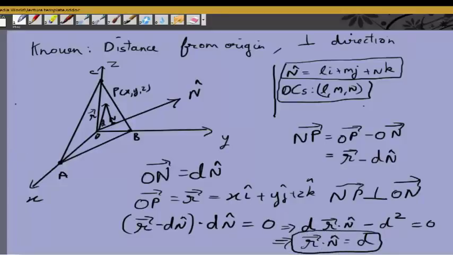So this is the final answer. I'll write it here again. r dot n cap is equal to d. Now notice, the only thing we knew was n cap, or the direction cosines from which we can get n cap, and this distance d.